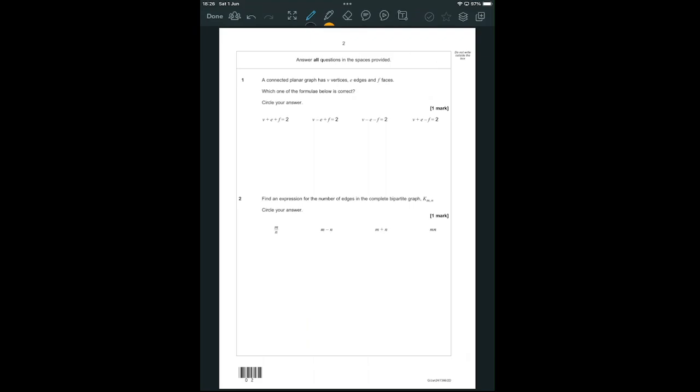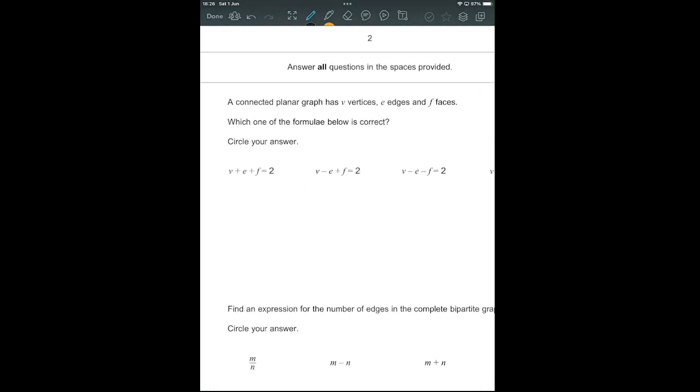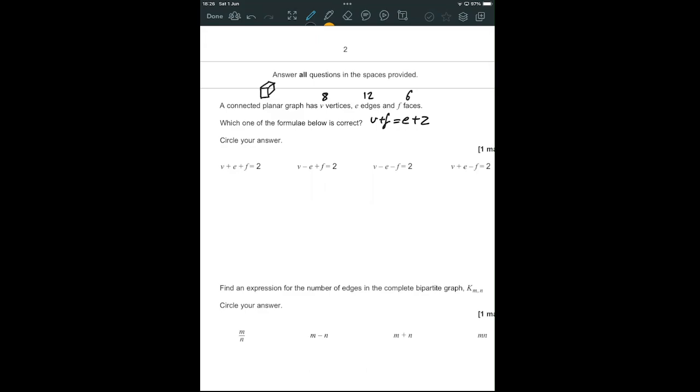Our multiple choice questions first. And straight away, I know there's a really good rhyme for this. I don't remember the rhyme. What I do to remember this one is to consider a cube and just recreate the formula. So a cube has 8 vertices, 12 edges, and 6 faces. And the way to make that work with a random 2 popping in is v plus f equals e plus 2. So I'm looking for the one which has a negative e. And that's how I remember that formula.